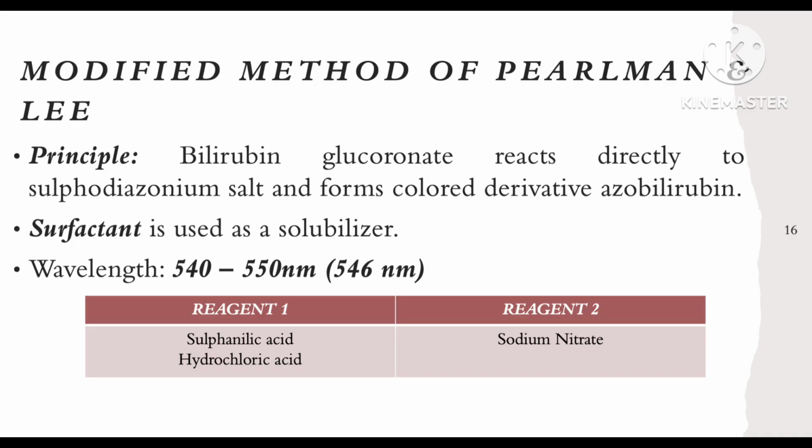The features and advantages of the Pearlman and Lee method are that it is already modernized, using surfactants. It's safer and more stable than methanol or the caffeine reagents. It also produces a stable color reaction, which is suitable for automated analyzers. It can measure both direct and total bilirubin in one procedure, and it's environmentally safer because it avoids organic solvents like methanol.